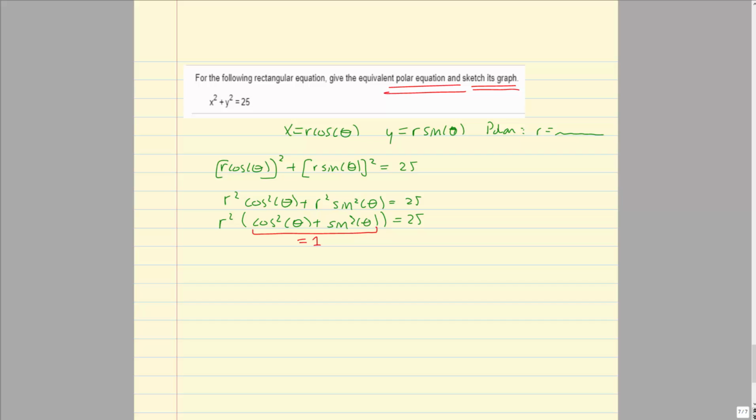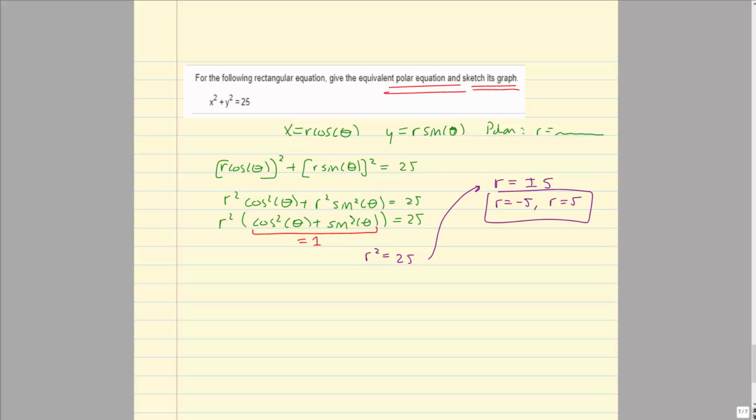So I have r squared times 1 is r squared. So I have basically r squared is 25. I go ahead and take the square root of each side and I have r equals plus or minus 5. So this is the polar form. If you wrote this out, this would be r equals negative 5, r equals 5. So this is the polar form. Now we want to graph this.